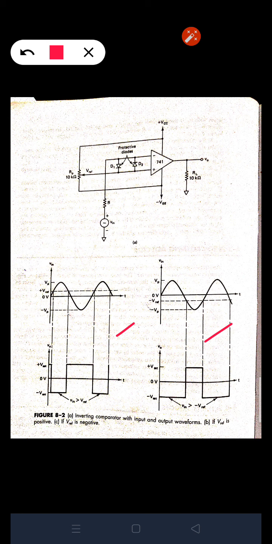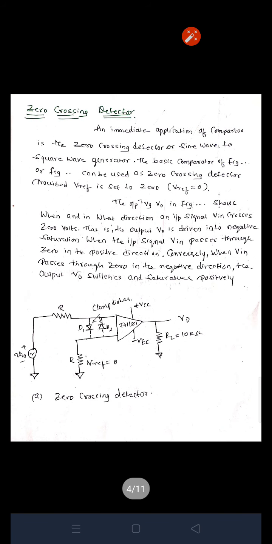Now next, we will see another subtopic, the zero crossing detector. This is nothing but an application of a comparator. It is also called a sine wave to square wave generator. The basic comparator can also be used as a zero crossing detector.